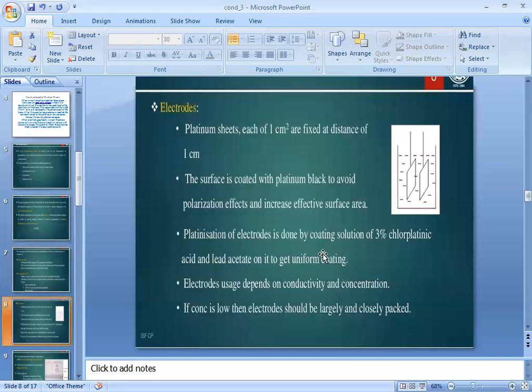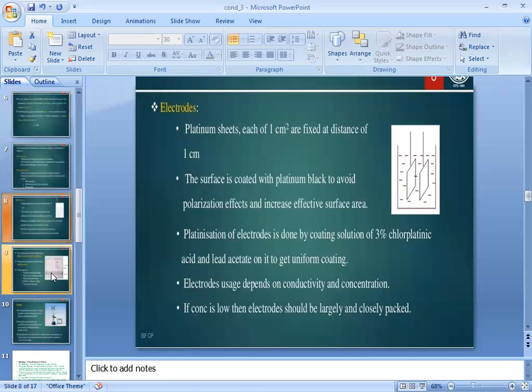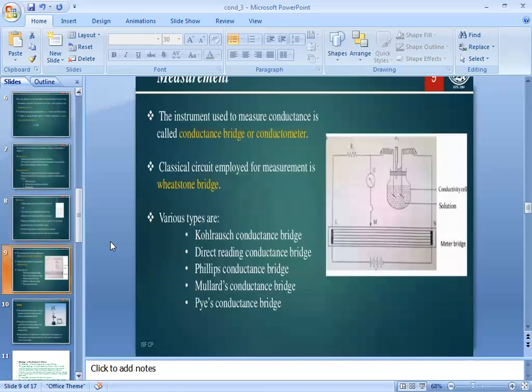The platinization of electrodes is done by coating the solution of 3% chloroplatinic acid and lead acetate to get uniform coating. Electrode usage depends on the conductivity and concentration. If concentration is low, then electrodes should be large and closely packed. So let us see how the measurement of conductivity is done.